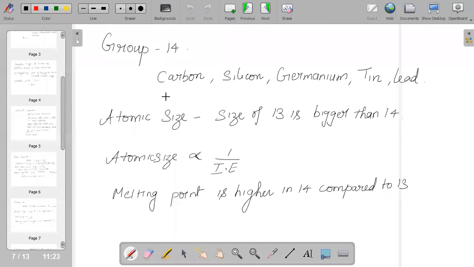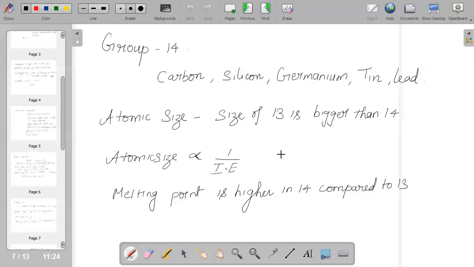And when we talk about ionization energy, we should know that it is the amount of energy required to remove an electron from the last shell of an atom in the gaseous state. We know ionization energy is inversely proportional to size. Therefore, ionization energy of group 14 will be higher than group 13 because of its small size. So we can say that along the group, ionization energy decreases because size increases.